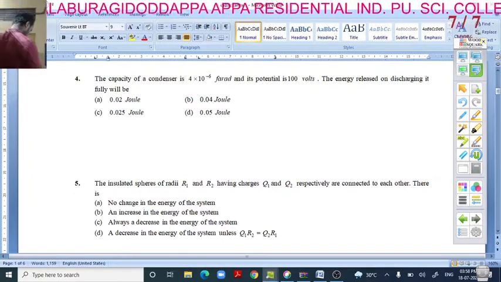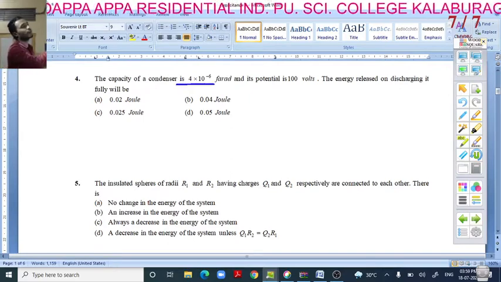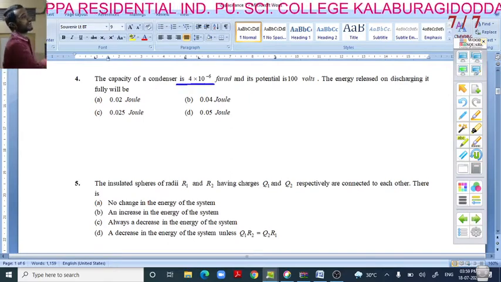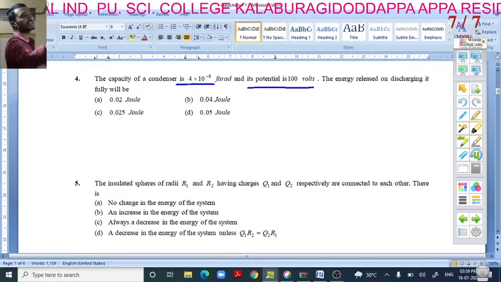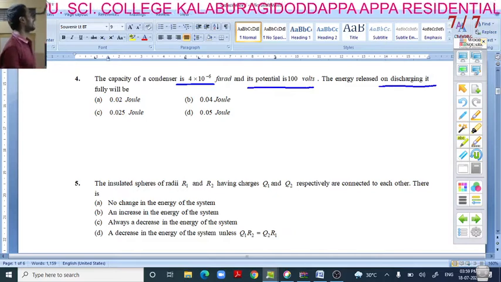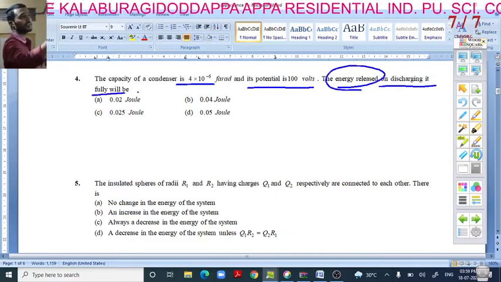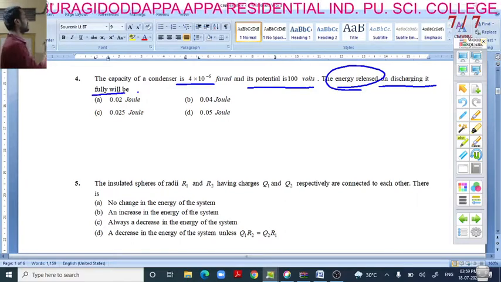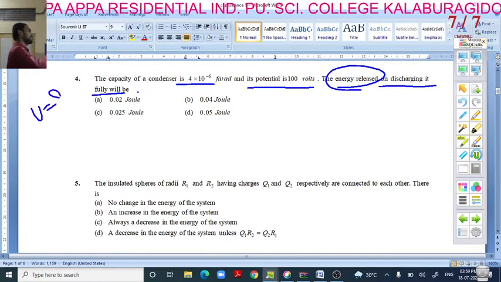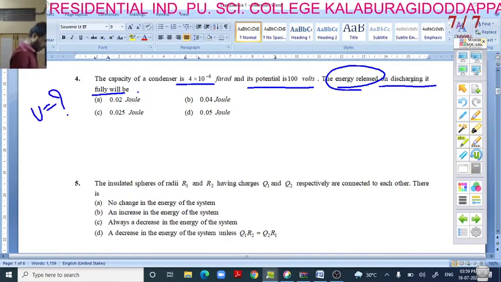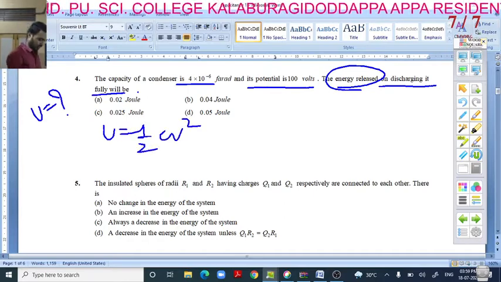Next, question number 4. The capacity of a condenser is 4 into 10 to the power of -6 farad and its potential is 100 volts. The energy released on discharging it fully will be. So energy is our question here. We know the energy formula, right? So U is equal to again half CV square. This I will use here.